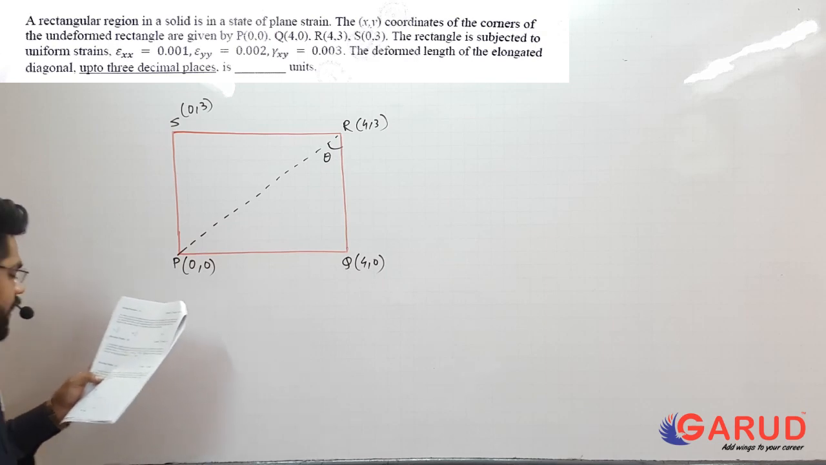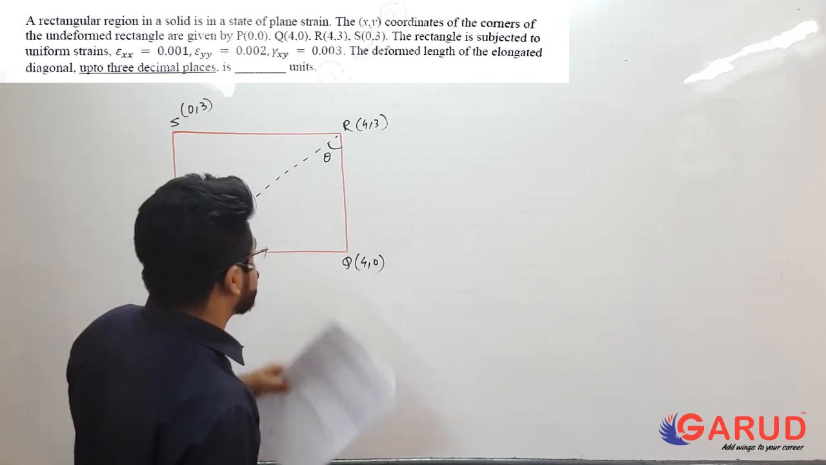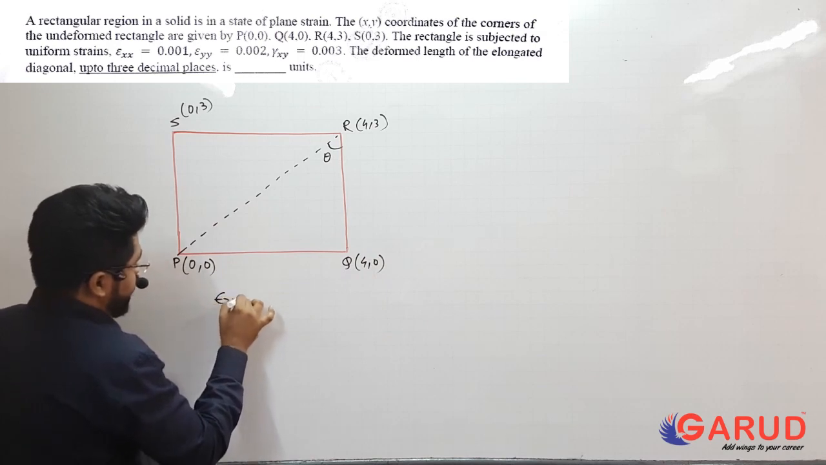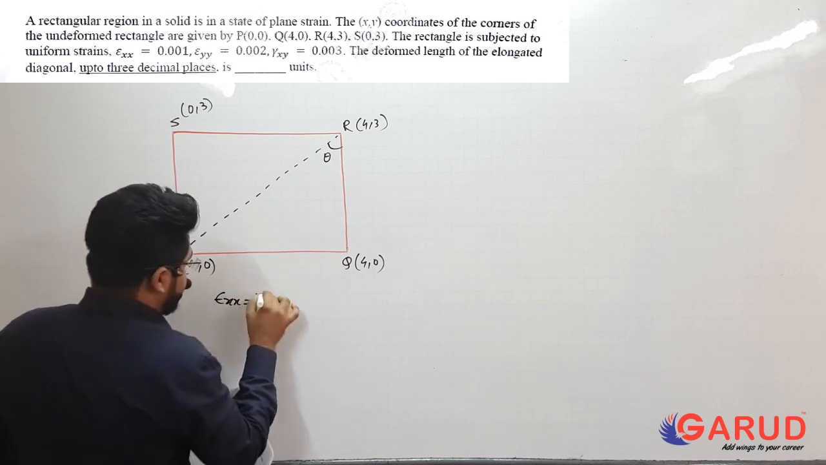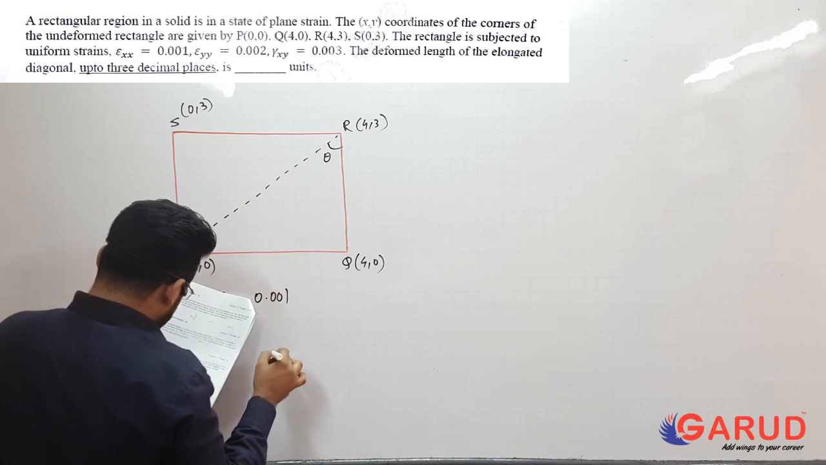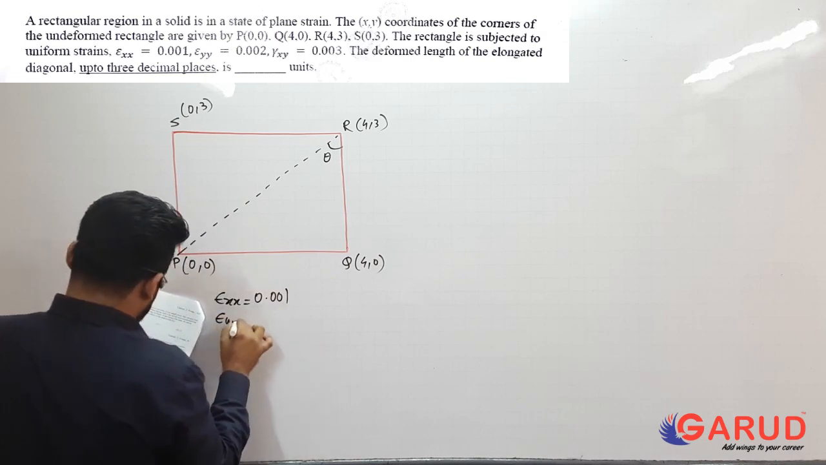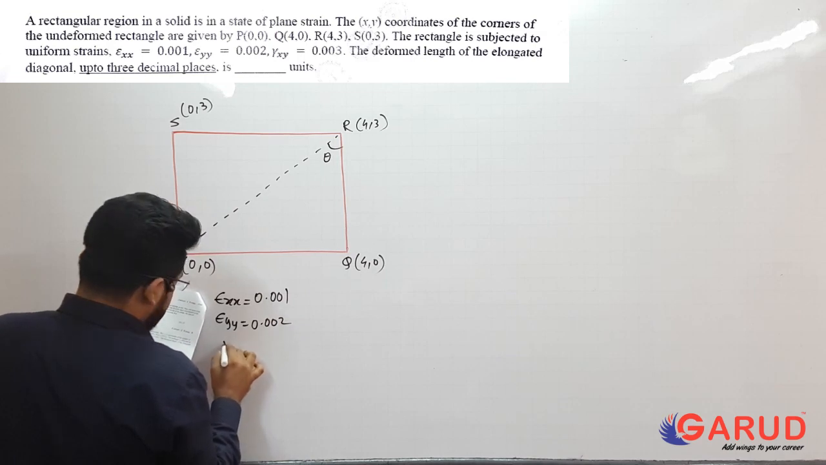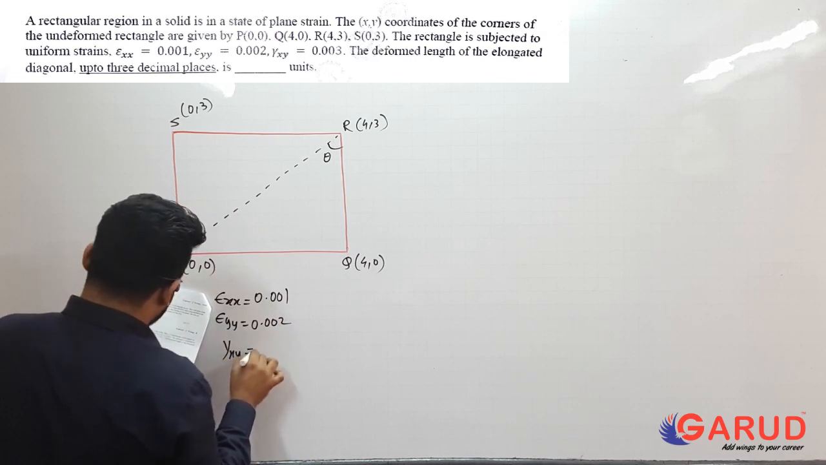Okay. The rectangle is subjected to uniform strains. They have given you some strain values. I'm just writing it over here. Epsilon xx is equal to 0.001. Epsilon yy is equal to 0.002, and gamma xy is also equal to 0.003.